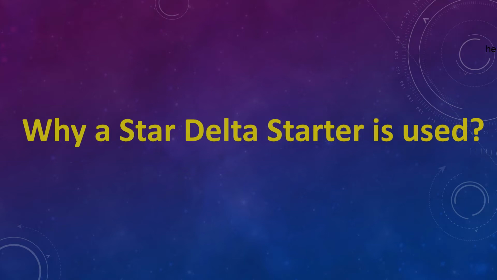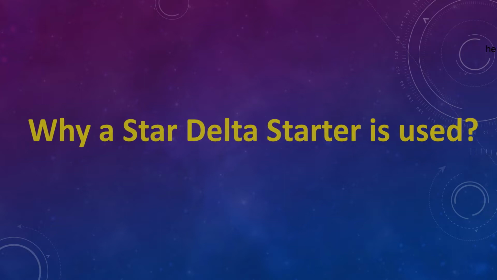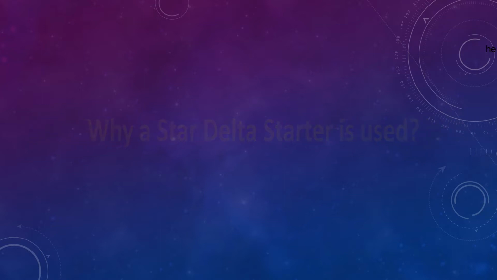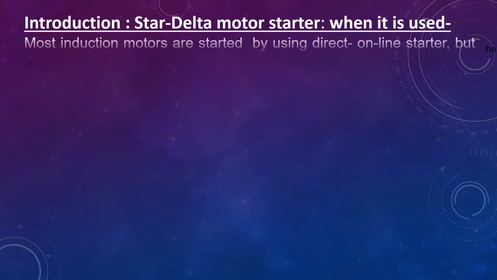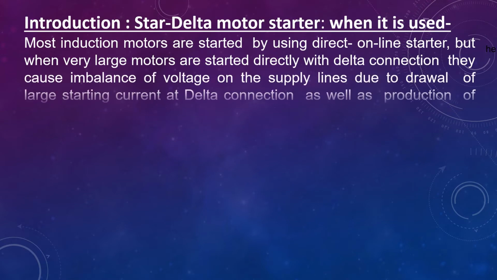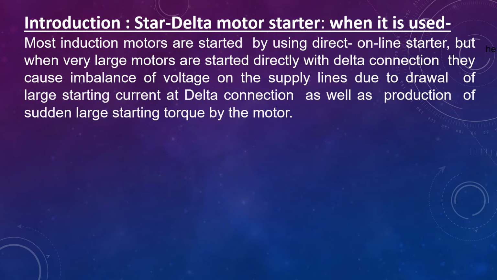Hi dear viewers, today at first I am going to explain why a star delta starter is used. Most induction motors are started by using a direct on line starter, but when very large motors are started directly with delta connection, they cause imbalance of voltage on the supply lines due to drawal of large starting current, as well as production of short and large starting torque by the motor.